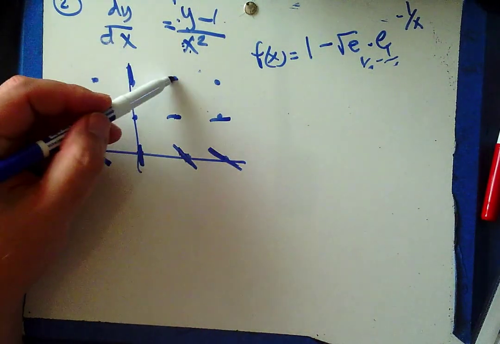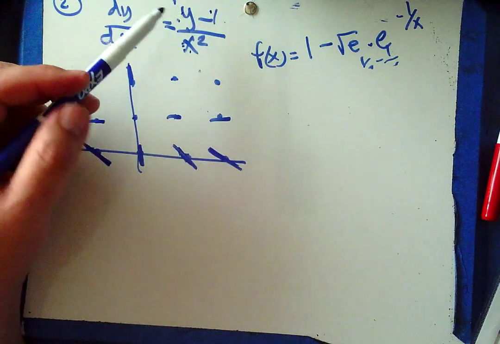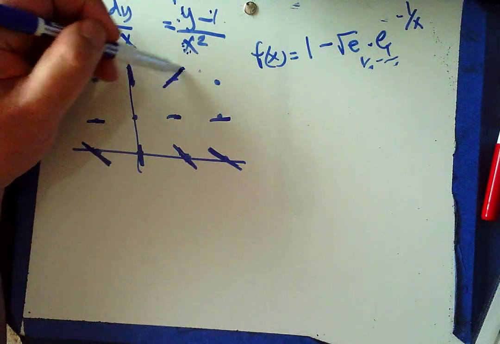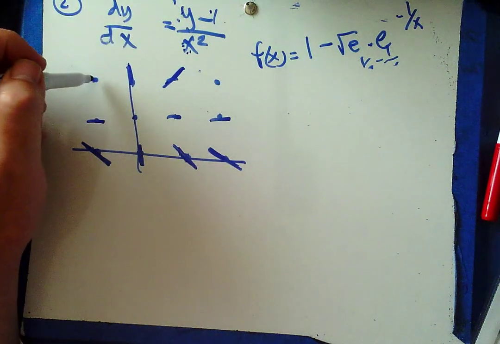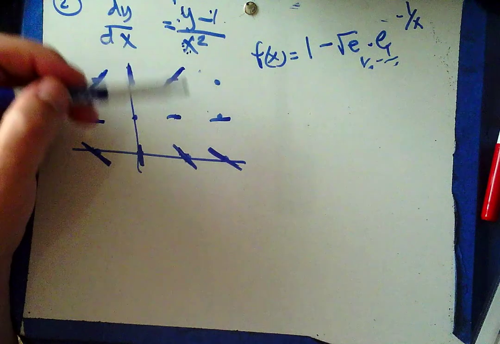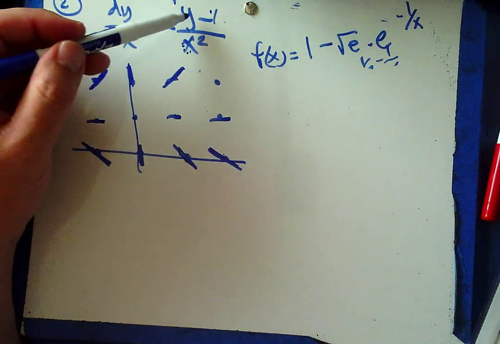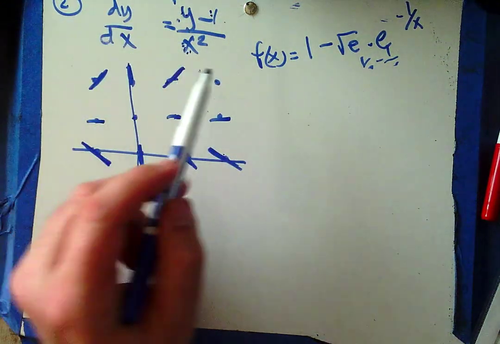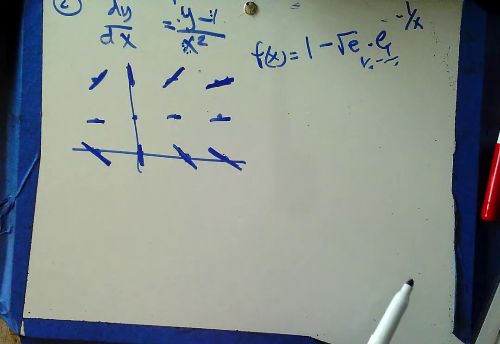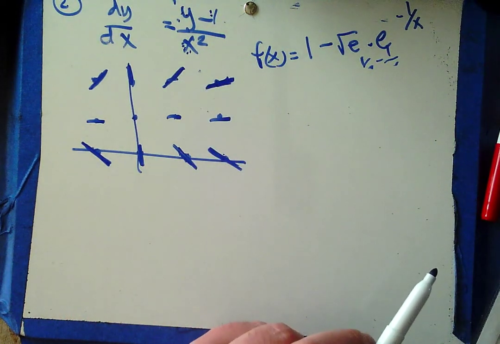What about 1, 2? 2 minus 1 is positive 1, and so I end up with this slope. And if I plug in negative 1, 2, I get the same slope. And if I plug in 2, 2, I've got 1 on top and 4 on the bottom, and so I have a slope of 1/4. Okay, so there's my slope field.